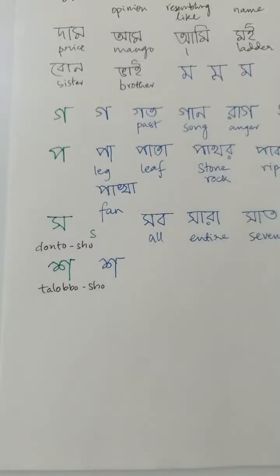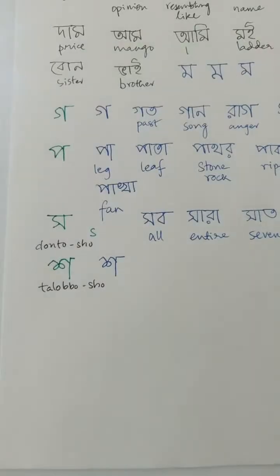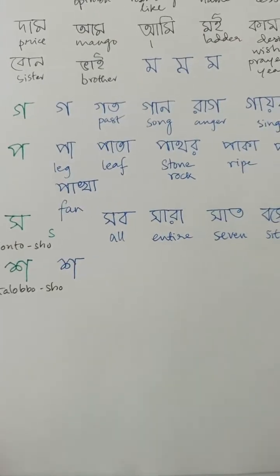So this is Talobo Sha. Talu means the palate inside of our mouth. So Talobo means the one that is of the palate. So Danto Sha was the one that is of the teeth, dental, and this is palatal. Let's do some words with this.